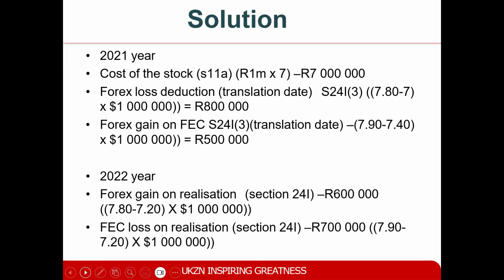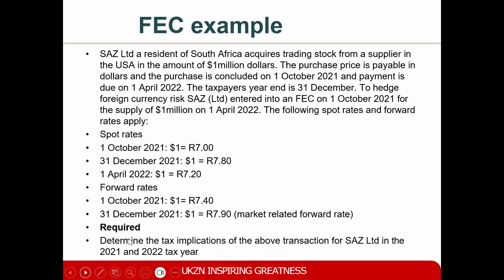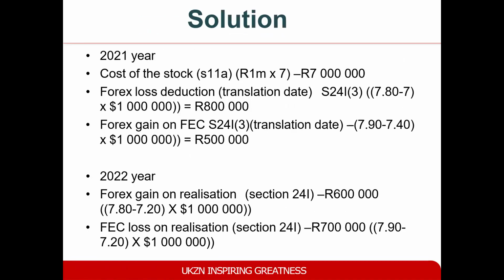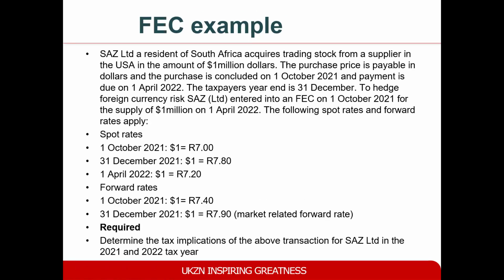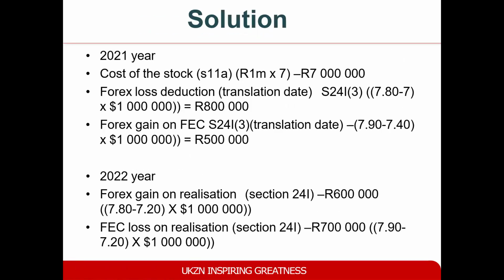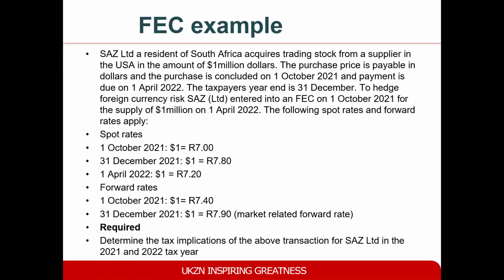But we also have to deal with the Forex loss. What does this Forex loss come from? At that 1st December here, what do we have? Which is the realization day, the translation date. 7 Rand 80 minus 7 Rand times 1 million. There we go. 7 Rand 80, we've got 800,000, a loss, Forex loss. Now, the date when we actually pay, which is 1st April. Okay, no, because we're still dealing with the 2021 year of assessment.